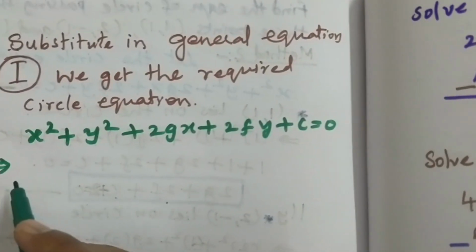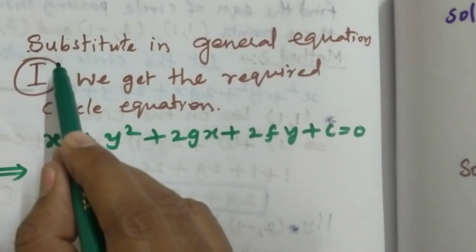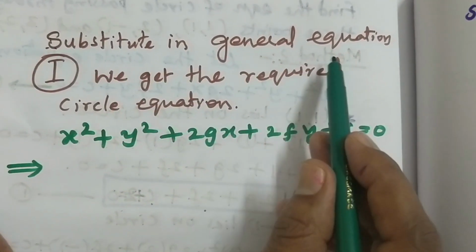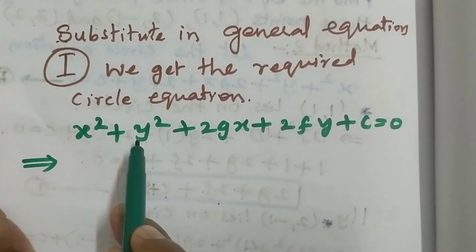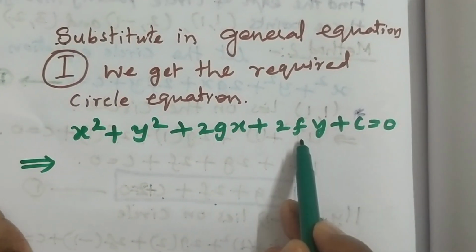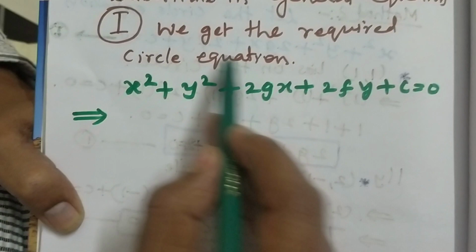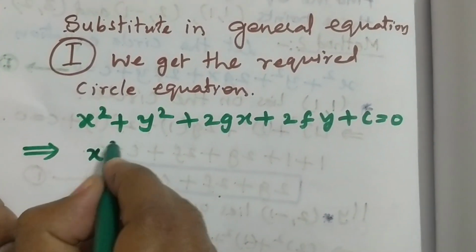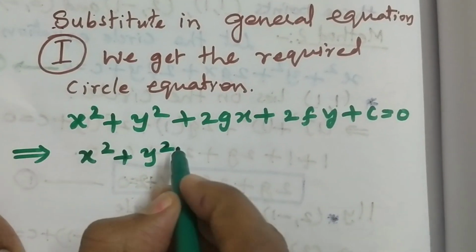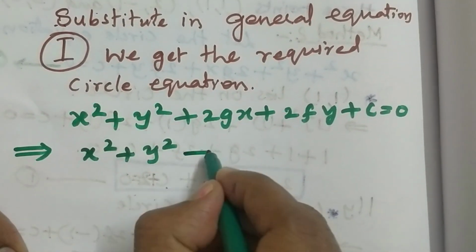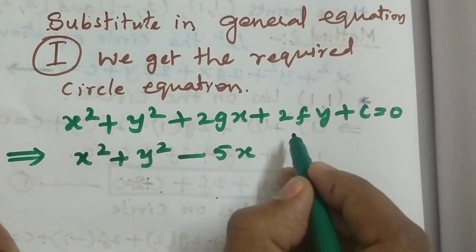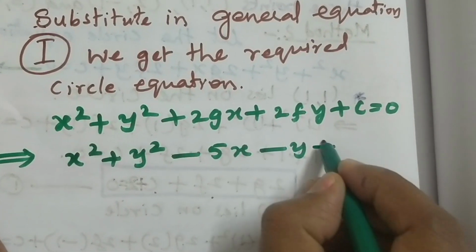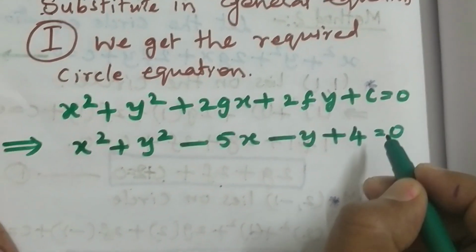After getting the values of G, F and C, you can use the general equation 1. What is that? X square plus y square plus 2gx plus 2fy plus c is equal to 0. Then we get the required circle equation. That is x square plus y square plus 2g is minus 5x plus 2f is minus 1, so minus 1y plus c is 4 is equal to 0. So by this method also you get the same.